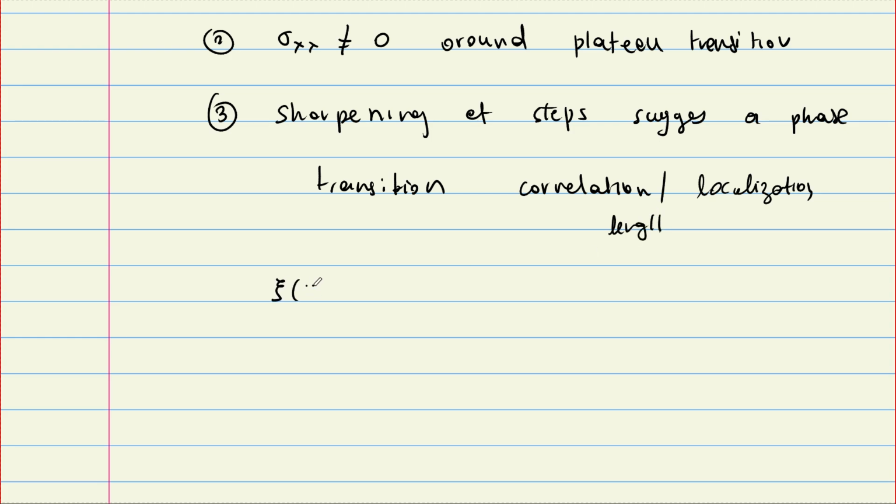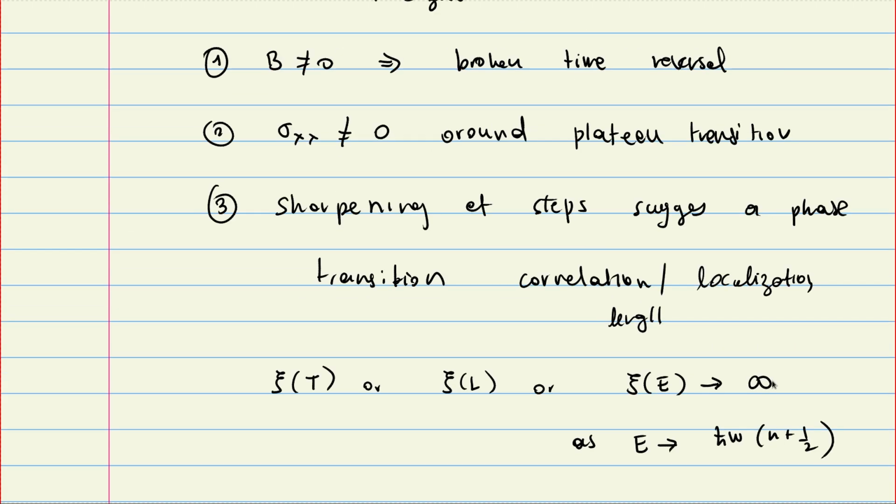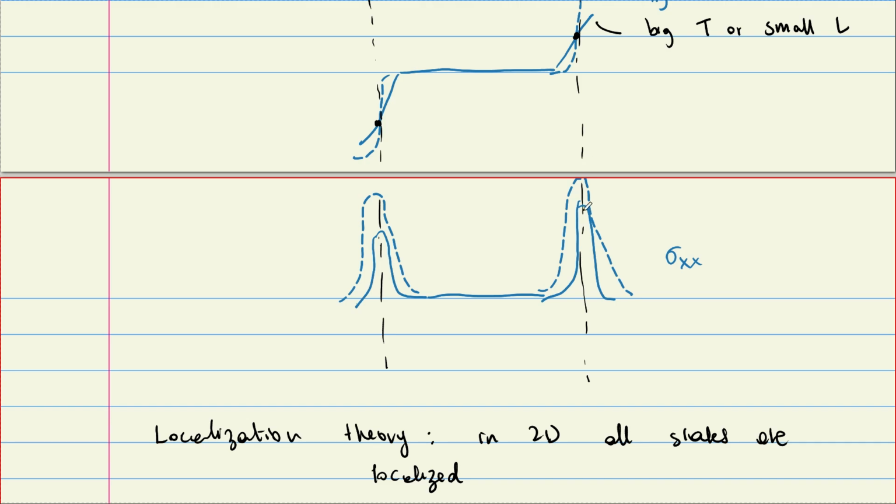Psi is a function of either temperature or system size. We can consider either one of those, or we can combine these two, and psi we can think about as a function of energy. This is going to be blowing up as energy approaches one of these h bar omega n plus half. So as energy approaches right between the two harmonic oscillator levels, this is going to blow up.